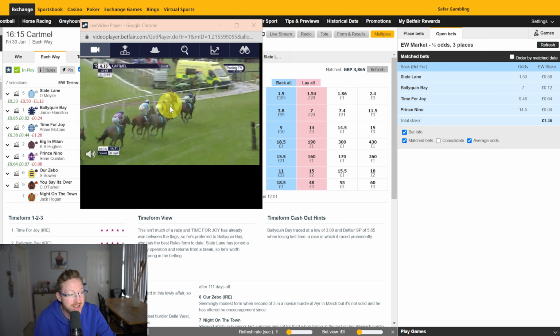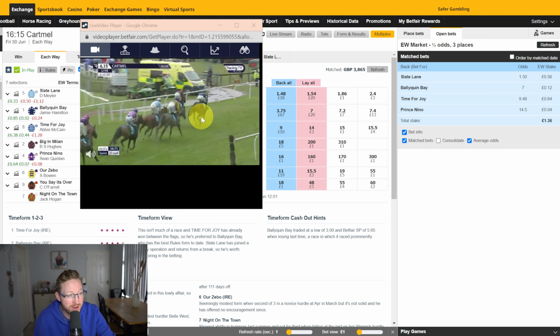So if you see the video skip, it's probably because the race has been longer. So I even check how many furlongs it was. But you can see here, three places.